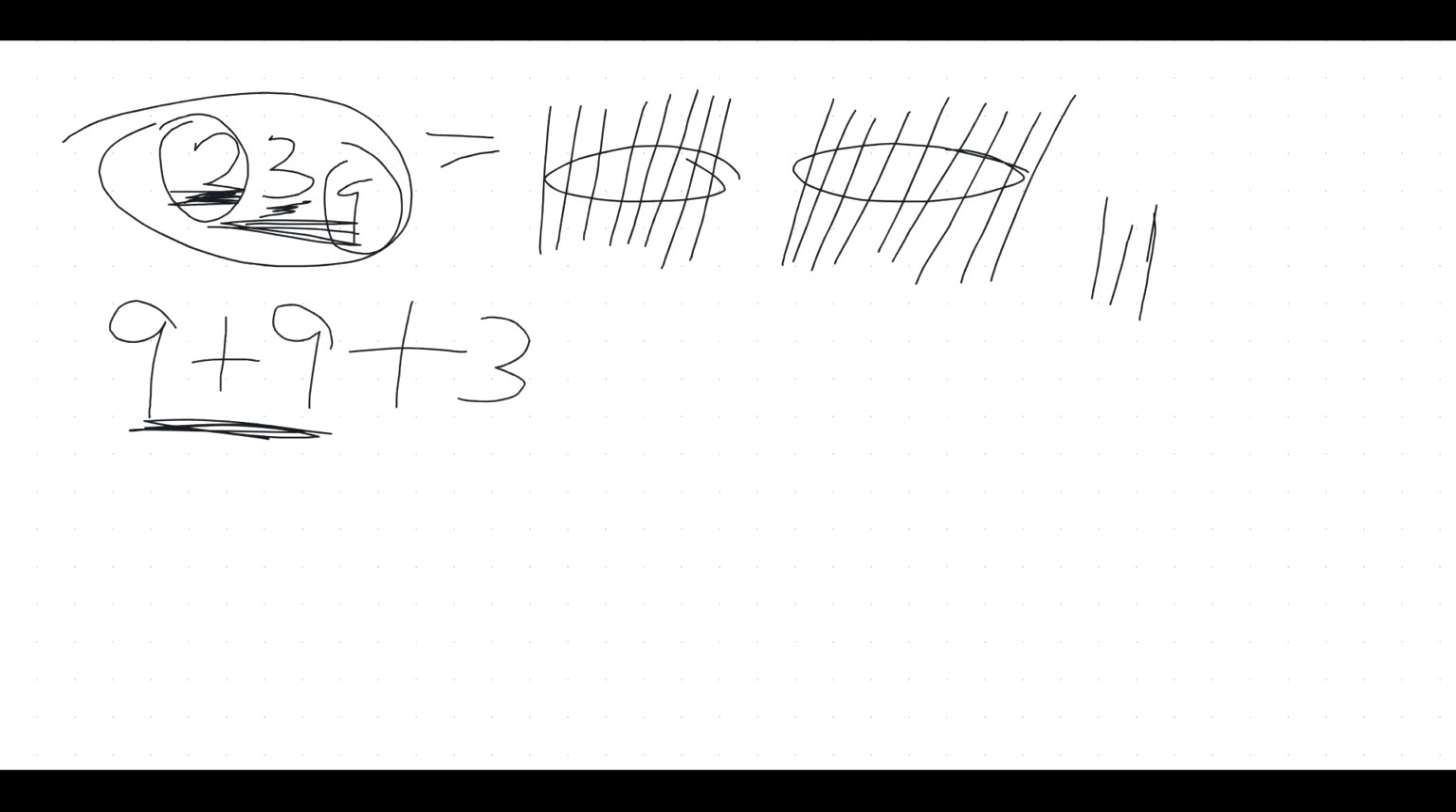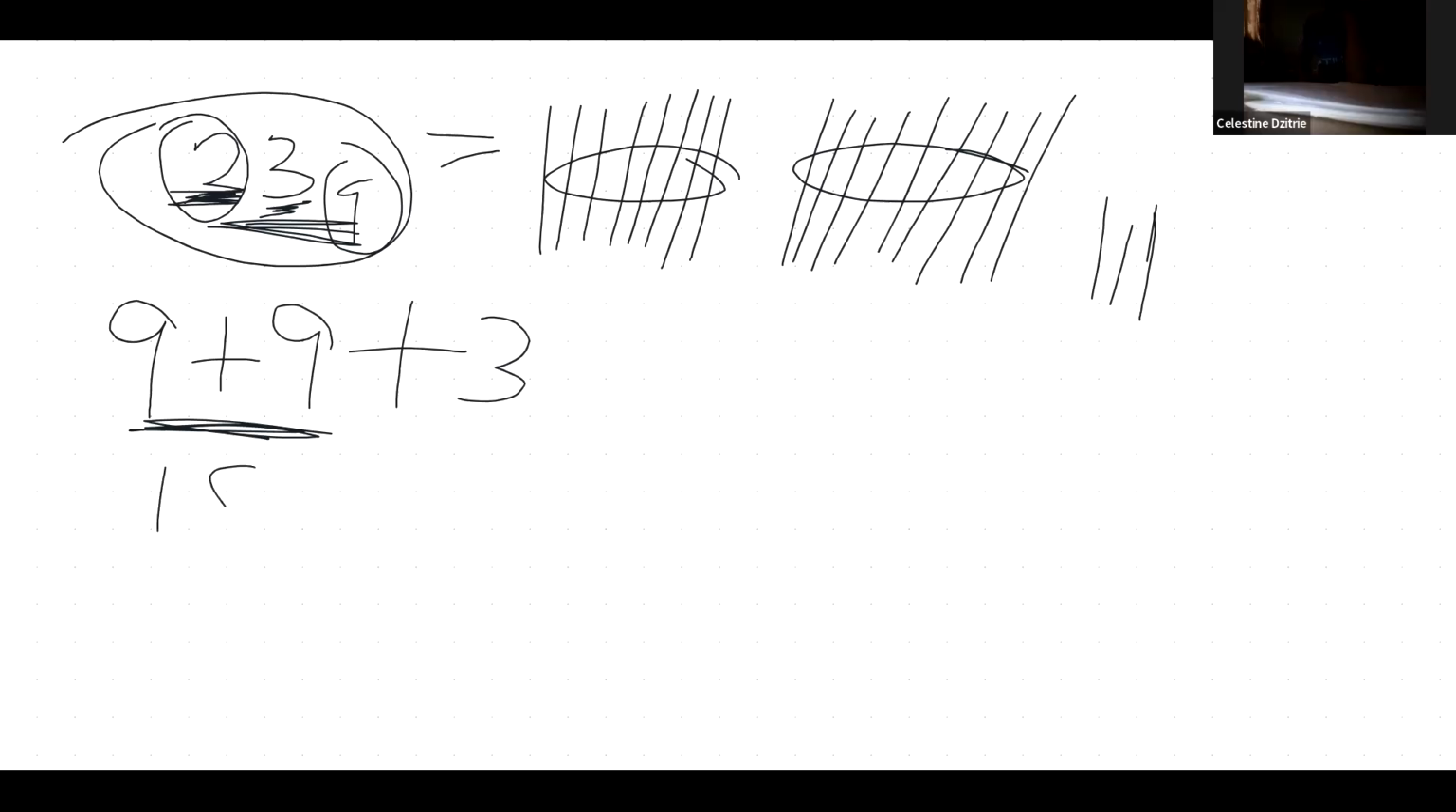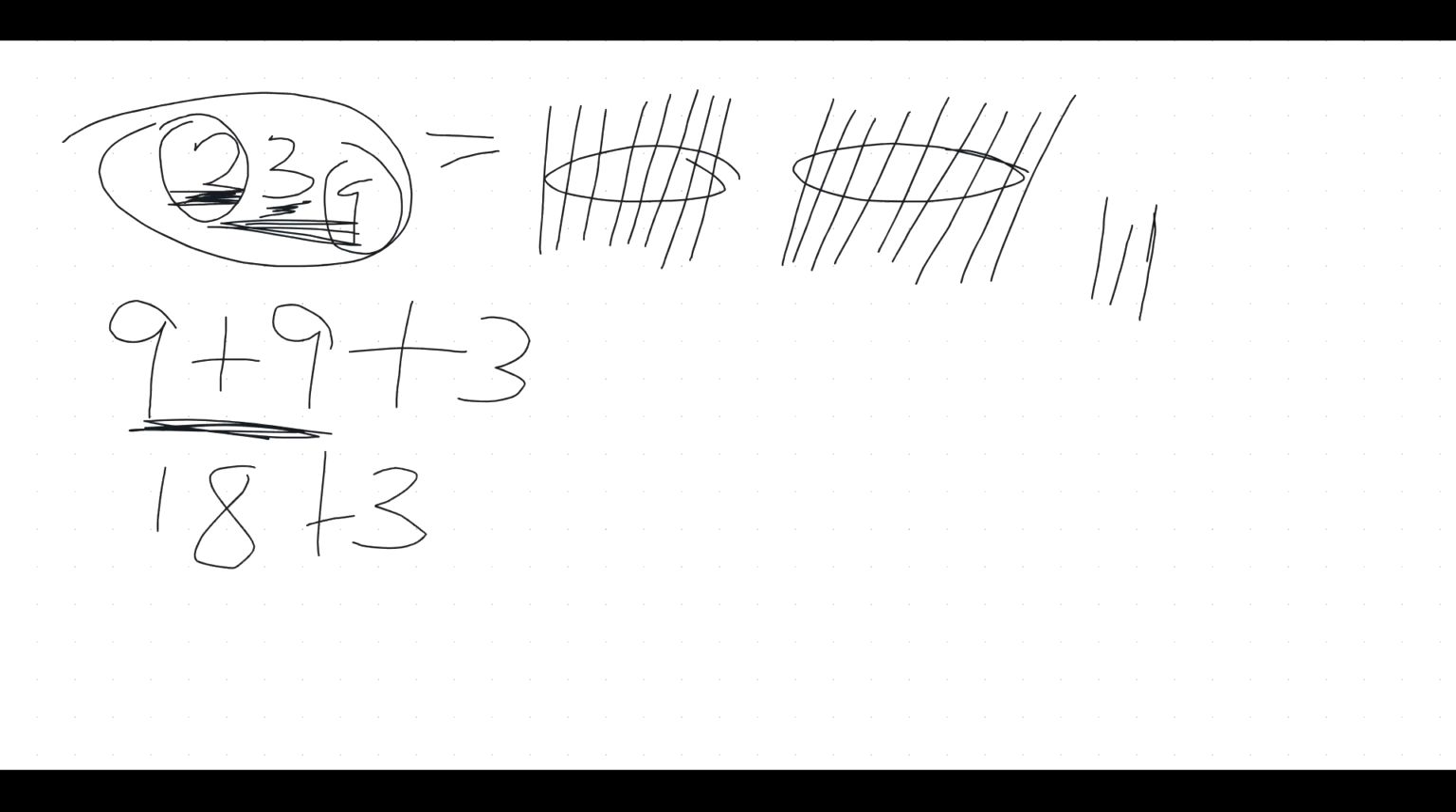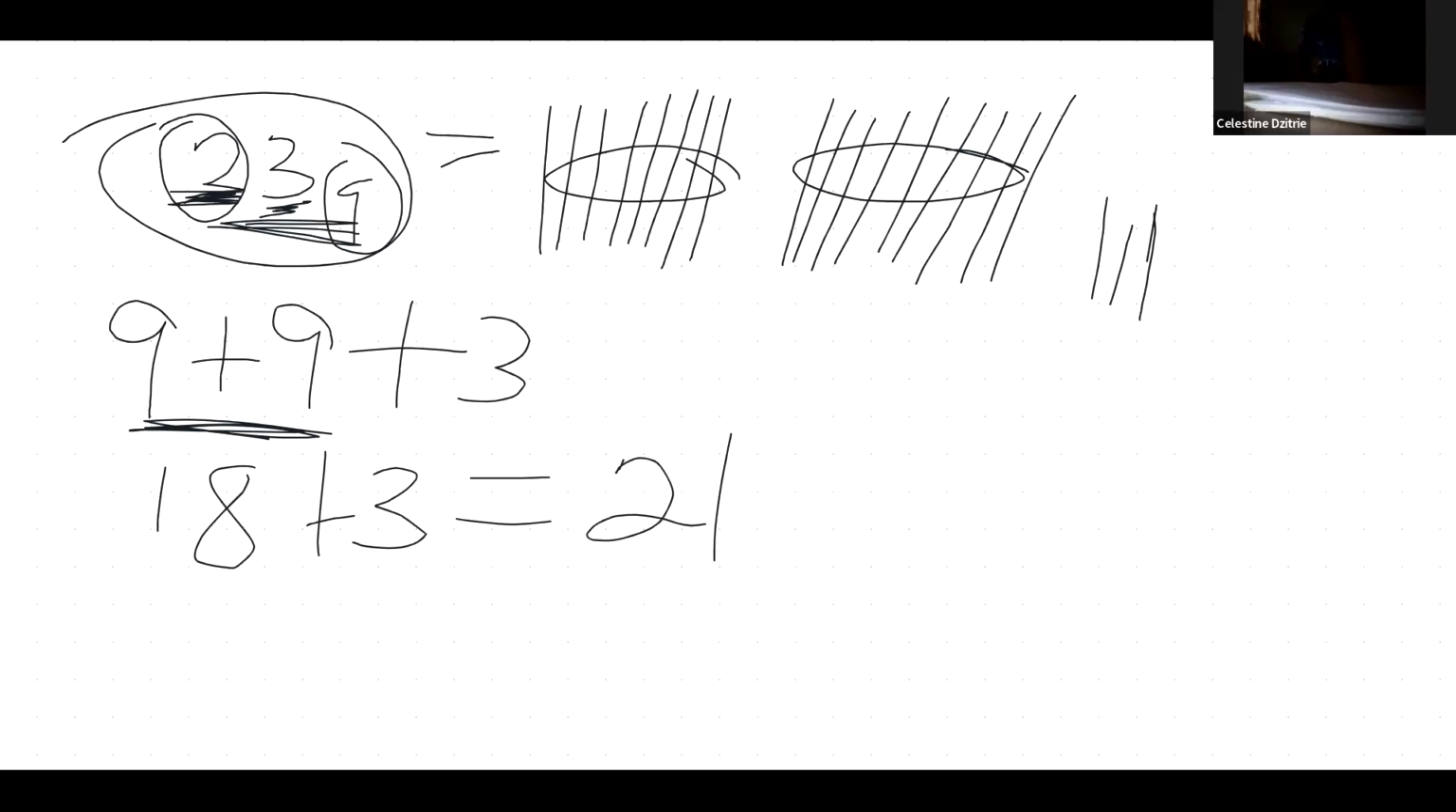So in that case, how many singles we have in all? We have 18, and then we have 3. So that's 21 singles. Therefore, if I'm converting 2 3 base 9 to base 10, my answer is 2 1 base 10. I'm done.